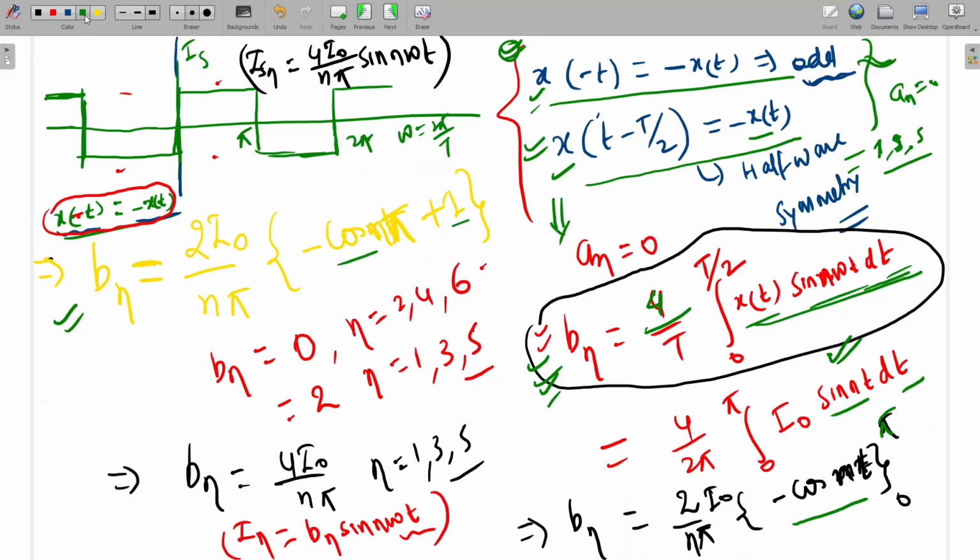So this value will be 0 when n is 2, 4, 6. And it will be 2 for n equal to 1, 3, 5. So we can say that bn is equal to 4 I naught upon n pi for n equal to 1, 3, 5. And the Fourier nth term we can write as an cos n omega t plus bn sin n omega t. So an is 0 here, so we can say that in is equal to bn sin n omega t. Is it clear?